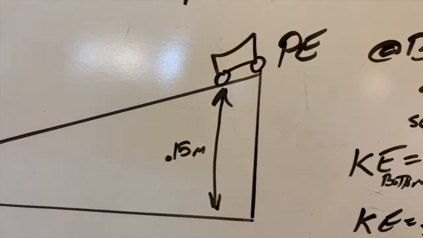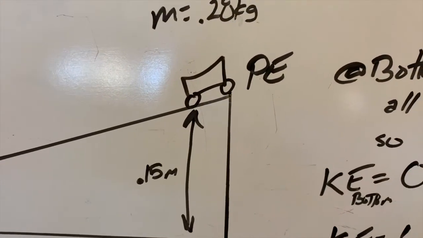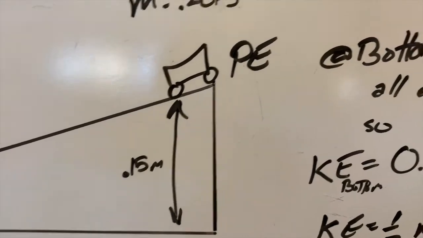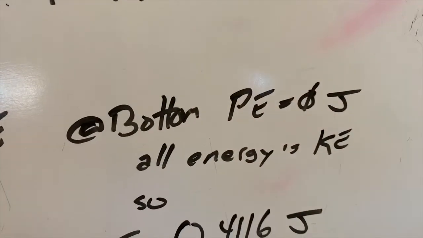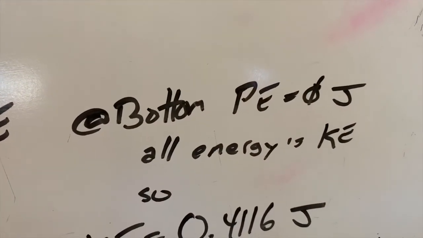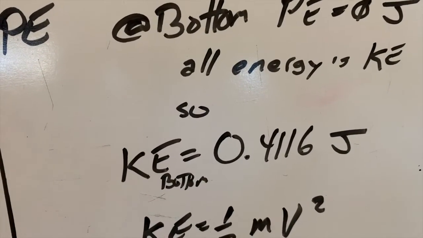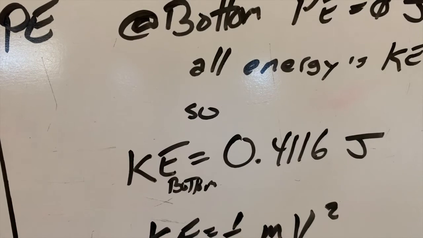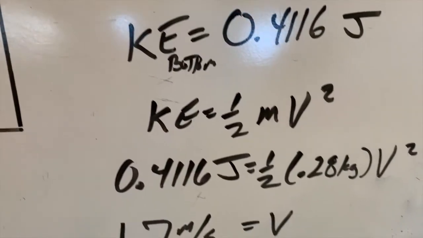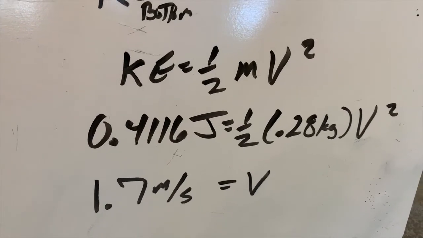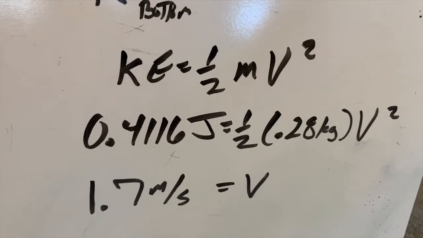So we could use that to find the velocity at the bottom of the ramp, just like we did with the ball dropping, if the cart would have fallen off the back of the ramp. At the bottom, the potential energy would be 0 because the height would be 0, so all the energy is kinetic. That means the kinetic energy at the bottom is 0.4116 joules. Plugging that into the equation, we can solve for the velocity and get that at the bottom of the ramp, the cart was going 1.7 meters per second.